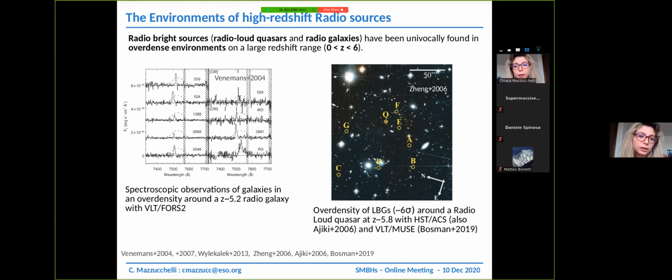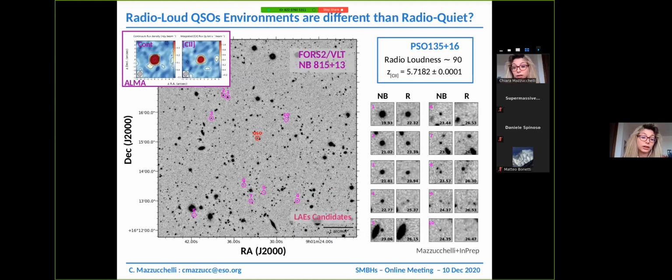What we have obtained recently, and I find very interesting, is that we have focused our attention on another quasar, a radio loud quasar at redshift 5.7. We previously knew very precisely the redshift of this quasar from CO observation, and we confirmed it with recent ALMA observation that found a very bright continuum emission and also very bright C+ emission. And this redshift places the object very precisely within the response of a narrowband filter available at the FORS2 camera at the VLT, with which we observed the environment with deep imaging both in the narrowband and in the broadband.